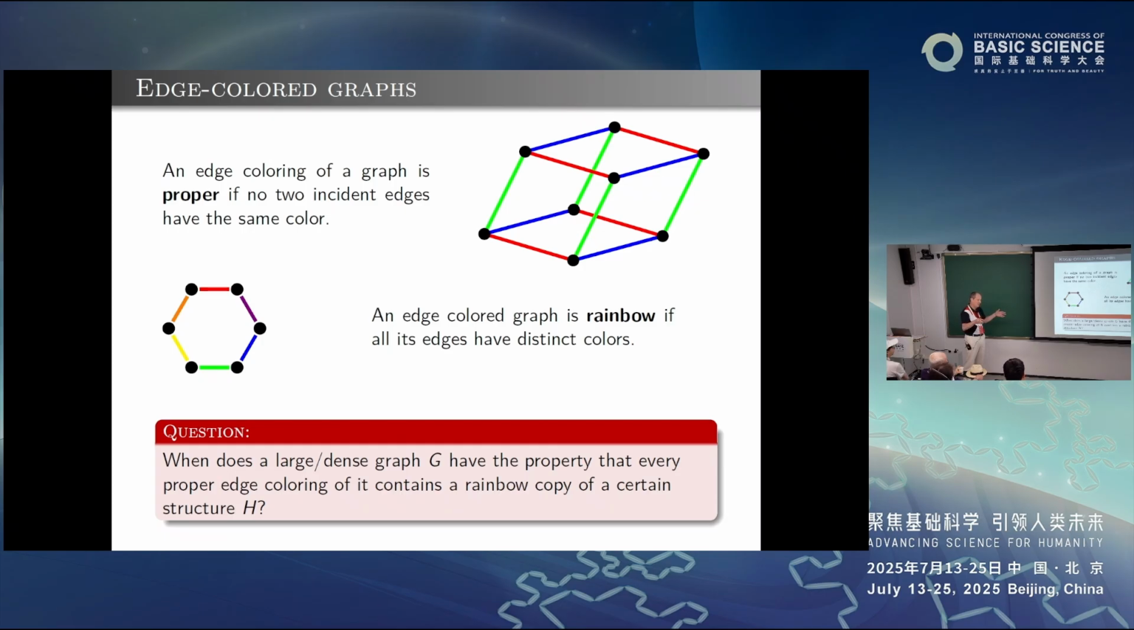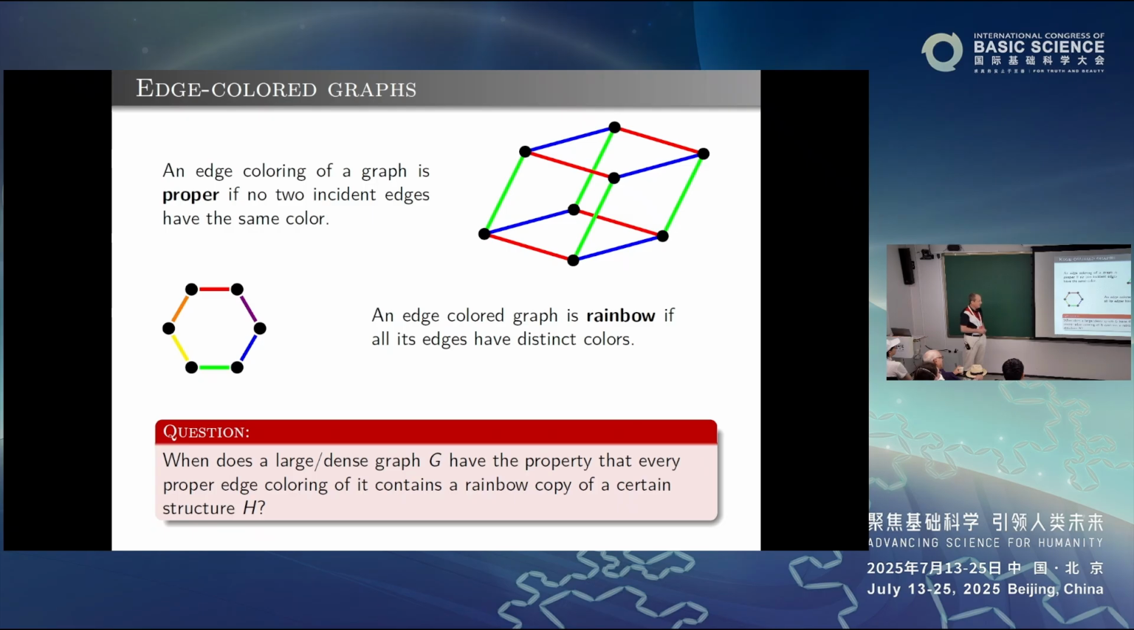So again, you will have a big graph coming from a certain class. It would be edge-colored for you by an adversary. You have no control over the edge coloring, but you want to say, despite that the adversary colored the graph properly, I can find something, and this something is restricted: the colors appear uniquely.